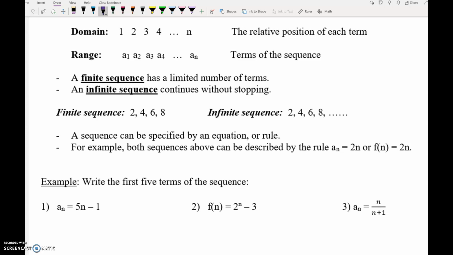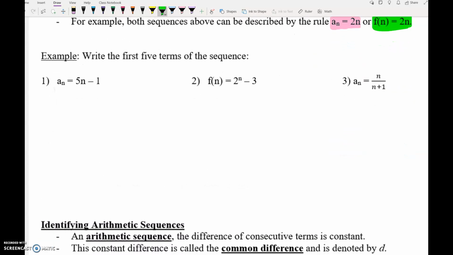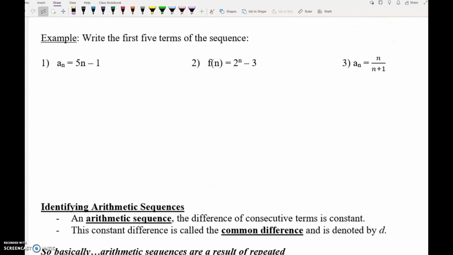A sequence can be specified by an equation or a rule. Here's 2 examples of rules. A sub n, oh, that's another one you're going to see a lot, so we should probably write that down. A sub n means the nth term. So the nth term is 2 times n. You can also write that as f of n. F of n would also mean the nth term, and then on the other side it defines how to get those terms.